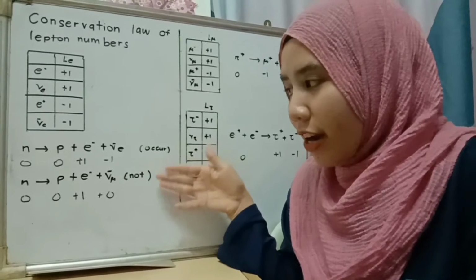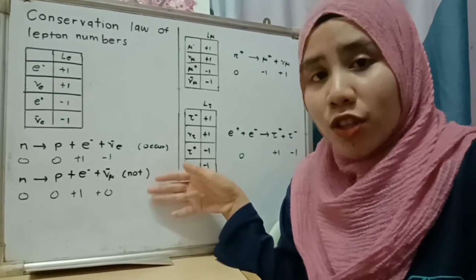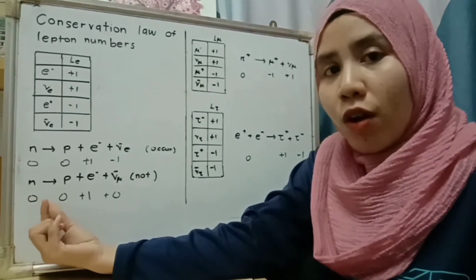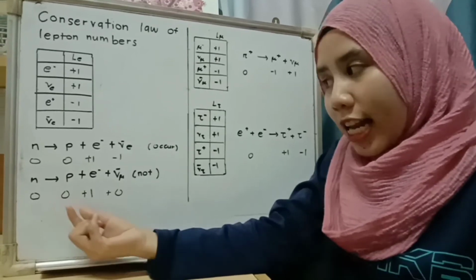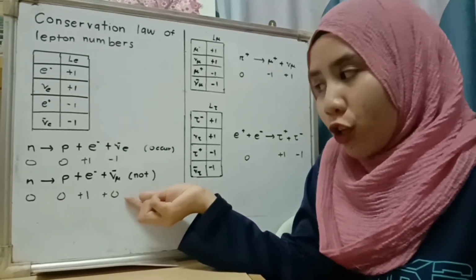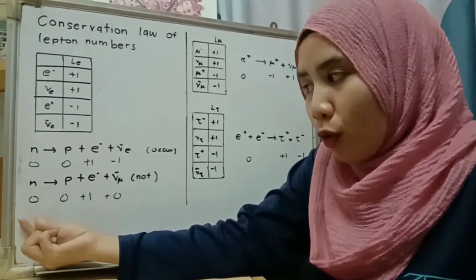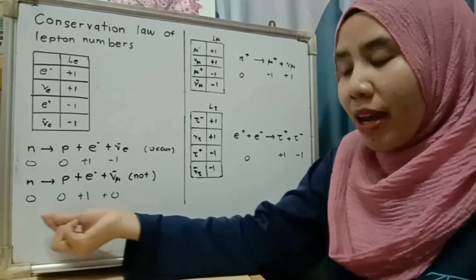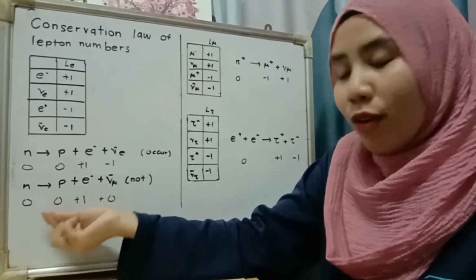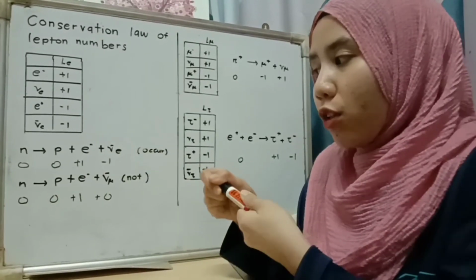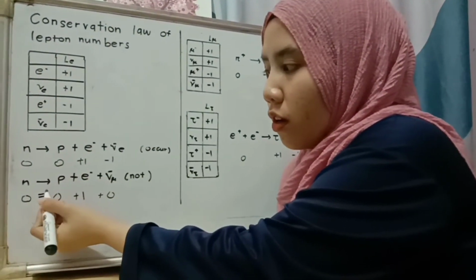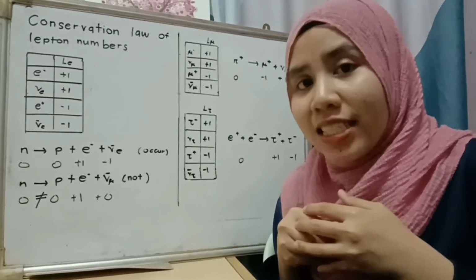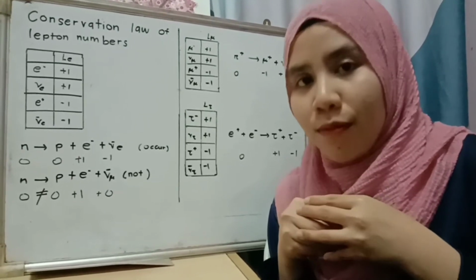The second reaction shows that it does not occur in our nature, which means a neutron will decay into a proton, an electron, and a muon antineutrino. So the values are 0, 0, plus 1, 0. So it does not make sense, because the sum is not equal to 0. So it does not occur or take place in nature. So it will not be conserved.